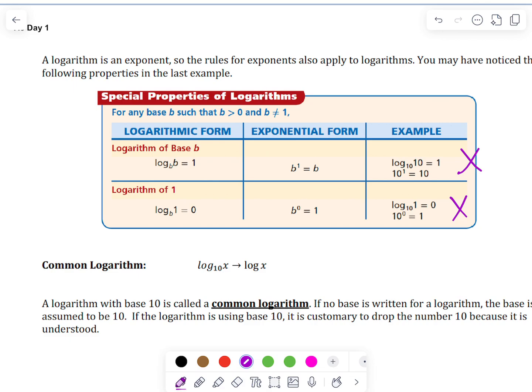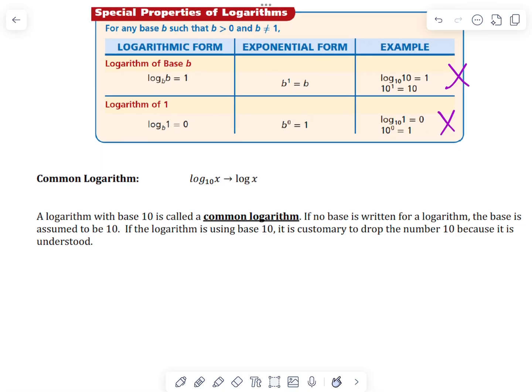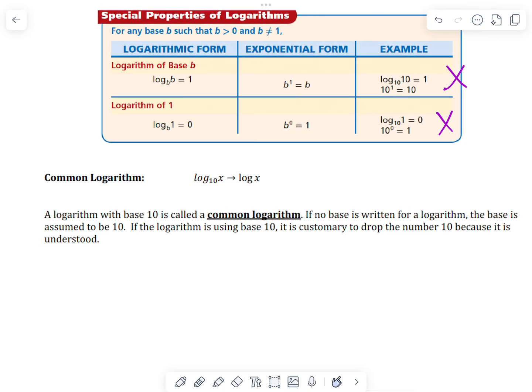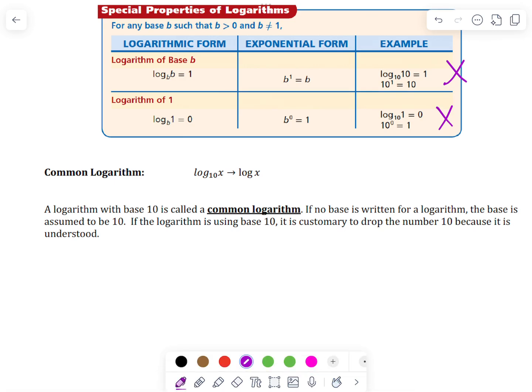The other thing is what we call a common log. A logarithm with base 10 is called the common log. If no base is written for a logarithm, the base is assumed to be 10. So you'll see it converted where they just drop the 10. It is assumed that it is base 10. If the logarithm is using base 10, it is customary to just drop the number 10 because it is understood. So these two things equal each other. That's called the common log.